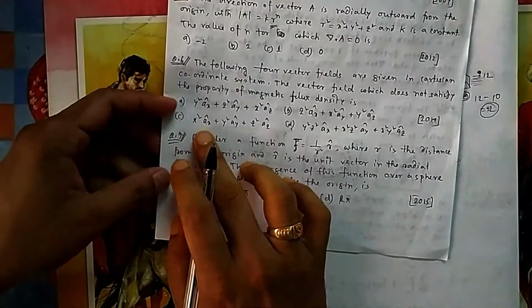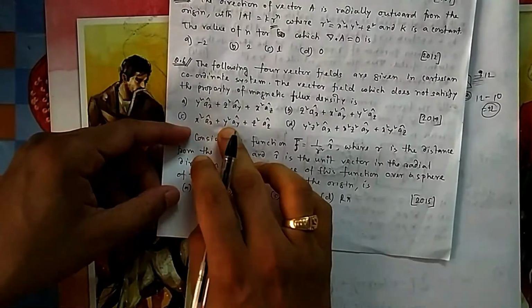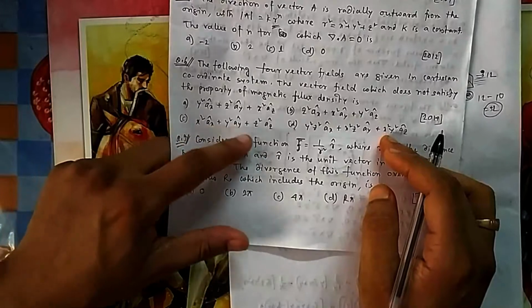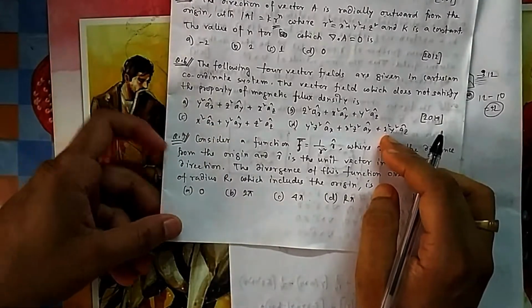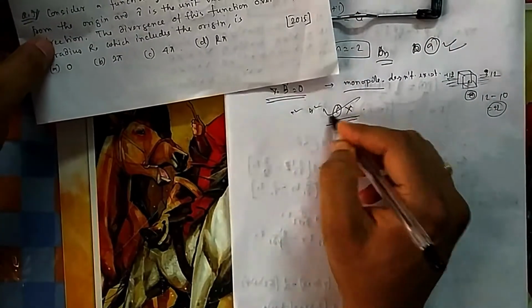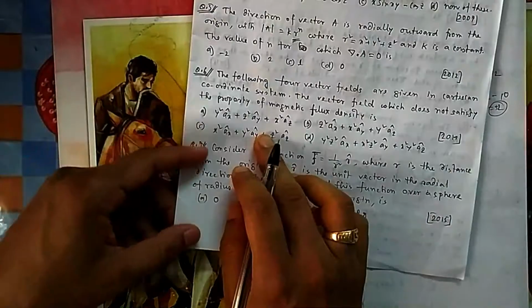Now come to C. With respect to x it is 2x, with respect to y it is 2y, with respect to z it is 2z. So you are getting 2x plus 2y plus 2z, which is not equal to 0, because it depends on the position x, y, z. That is not possible, because every time it should be 0. So C is my correct answer, because the one which is not possible is my answer.